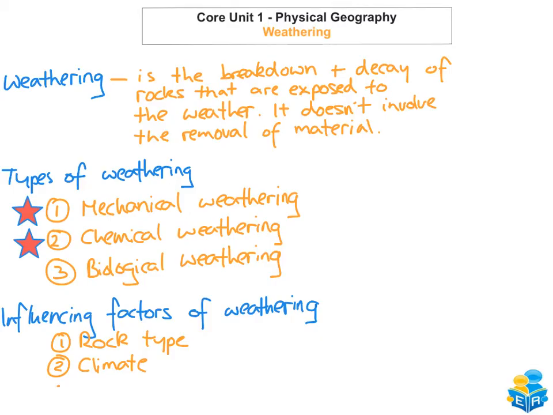The third influencing factor is topography. So topography of the land. So upland areas are more exposed and therefore will be weathered away at a much faster rate than areas of lowlands. So that's it for today's tutorial.